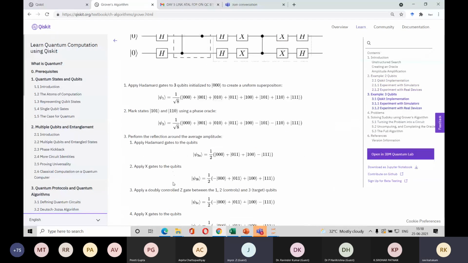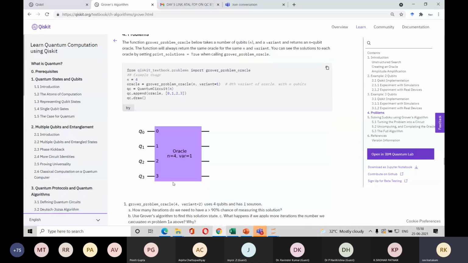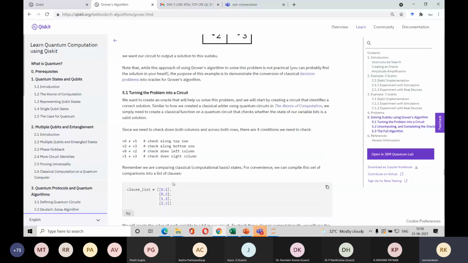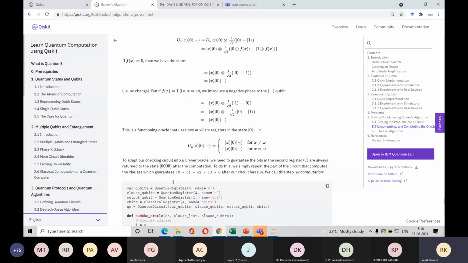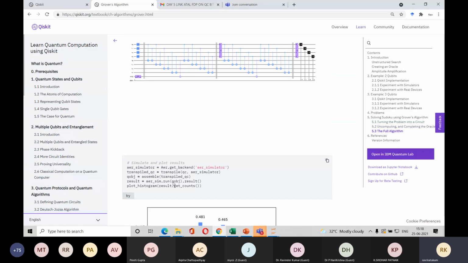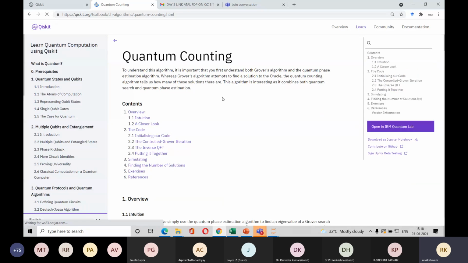You can run with various combinations of qubits. I'm not running this; it's a huge exercise. But if you analyze systematically, you will see the search can be done in root n operations if there are n records. Then, what we have is quantum counting.